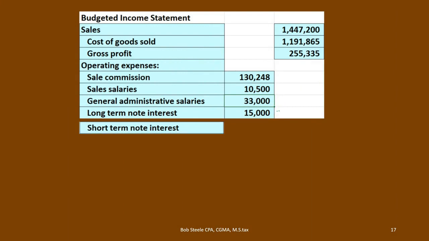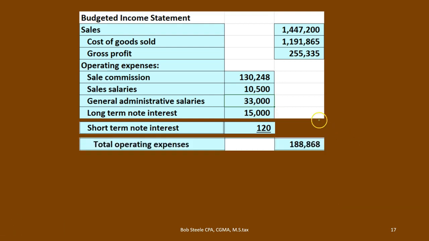Then we have the short-term note interest. I'm just going to pull that number in. We did that on the cash flow statement. So you could pick it up from the statement of cash flows where we calculated the interest on the short-term note. And then if we sum these items up, we're summing up the operating expenses. So we pull them into the inner column. If we add these up and pull them out to the outer column, we have the total operating expenses of the $188,868.